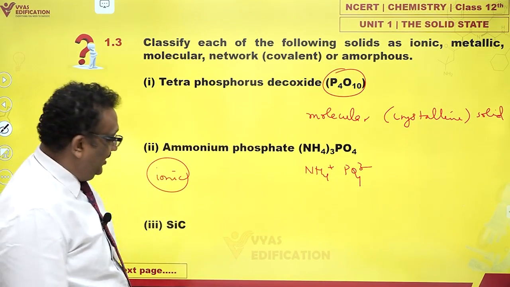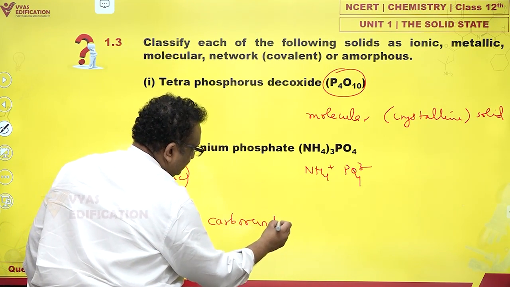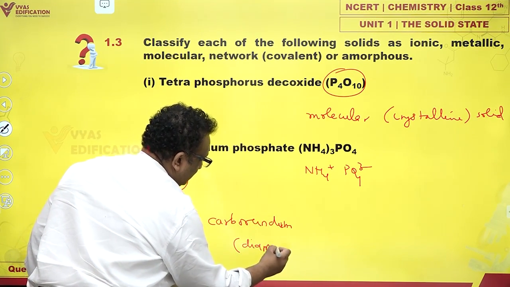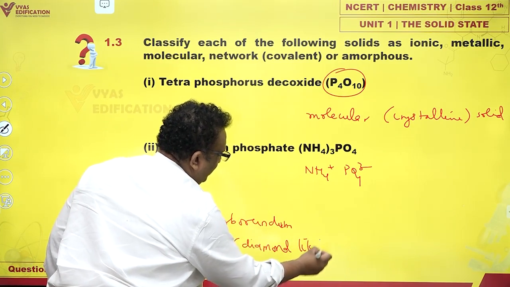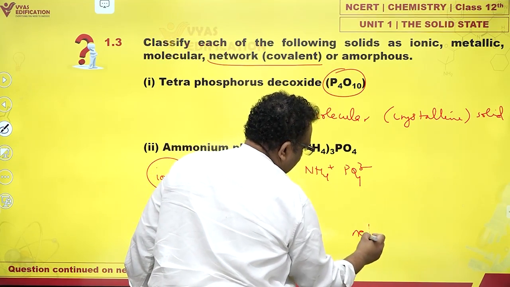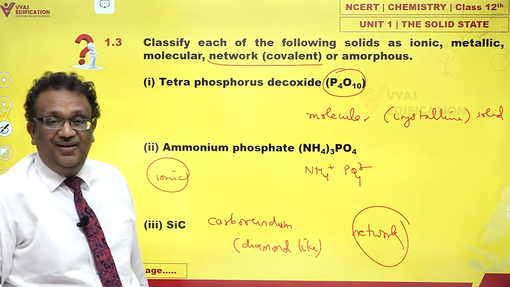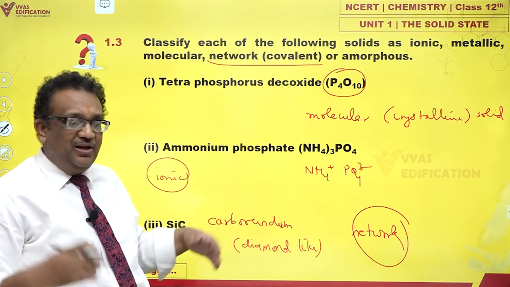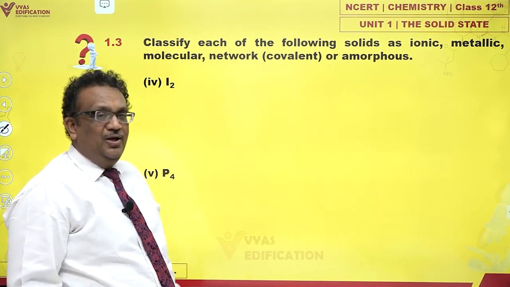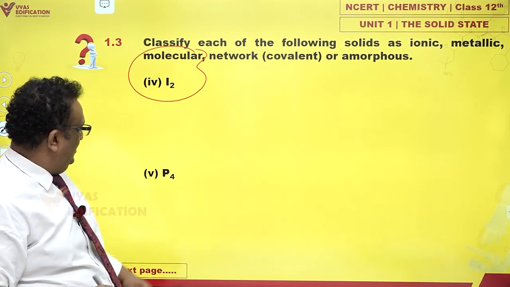SiC, silicon carbide, also called carborundum. It is a diamond-like structure. Very beautiful network solid. It's a covalent network solid. Just like diamond, it's an infinite structure. Iodine is a molecular solid. You have small molecules of iodine. Iodine is a molecular solid.